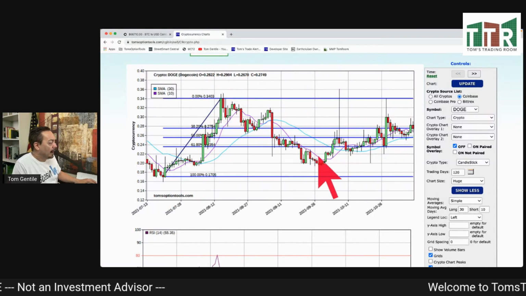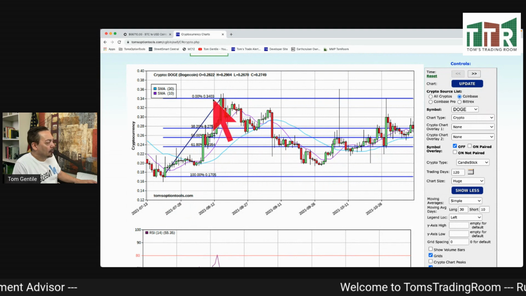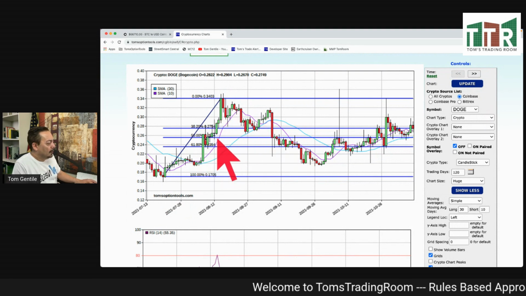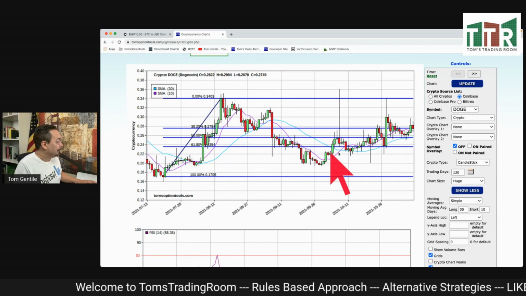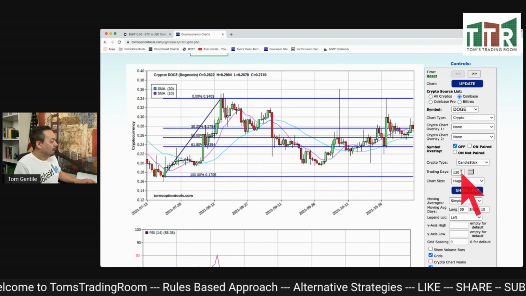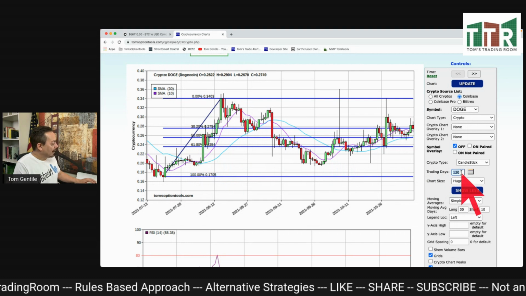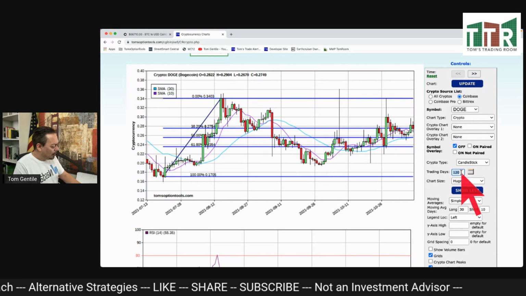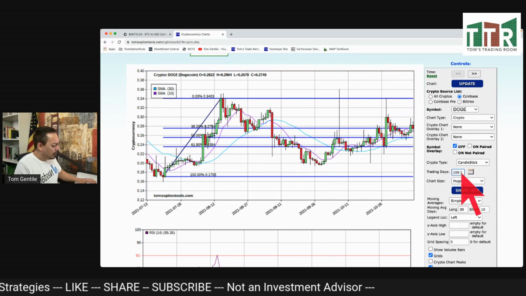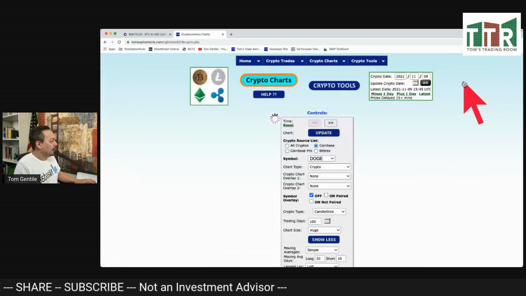We did get a pullback. Look at the pullback, though. The pullback took us from 34 all the way through the 61% retracement. So if you really want to look at Doge correctly, you have to reset this. And for me to reset it means that I got to go in and plug in not 120 days, but somewhere around 90 to, let's put in 100 days. Let's update this with 100 days.